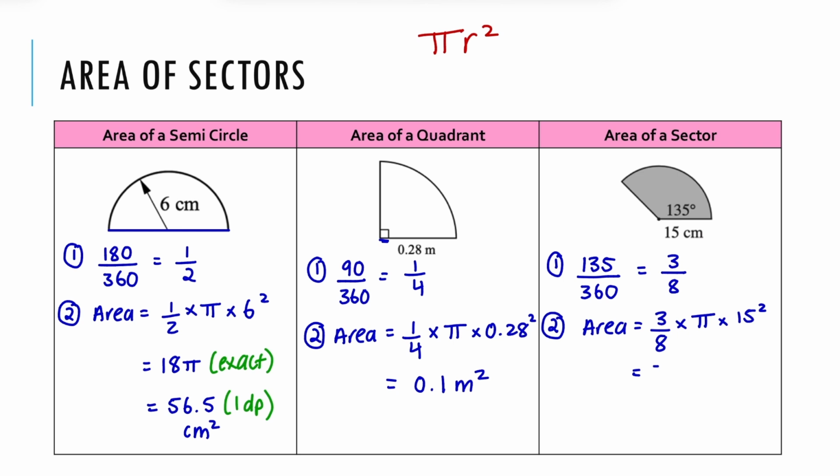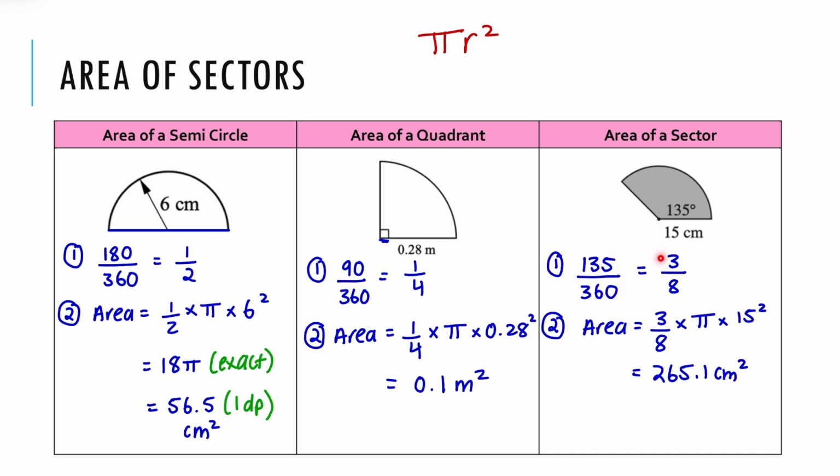So it will be 265.1, in this case, centimeters squared. Now what I want you to recall for this one, remember here that we take the angle within the sector and put that over 360.